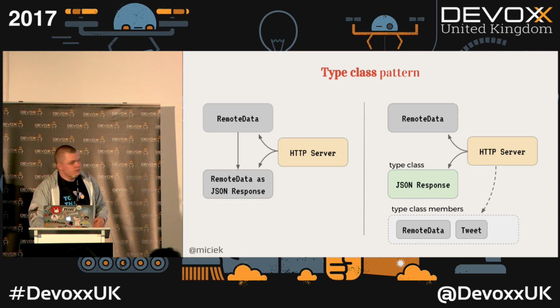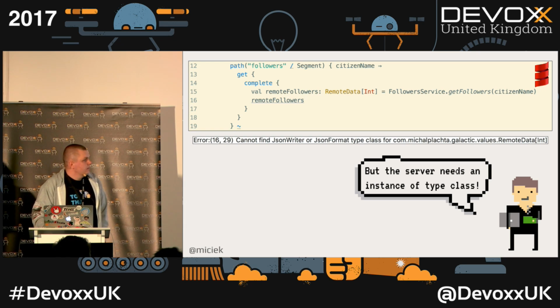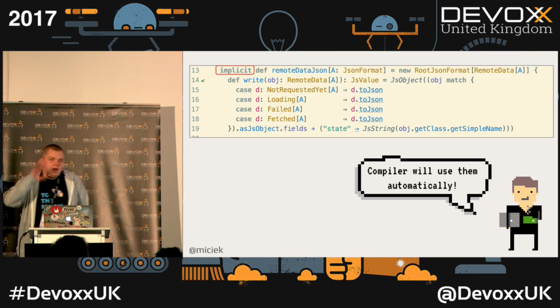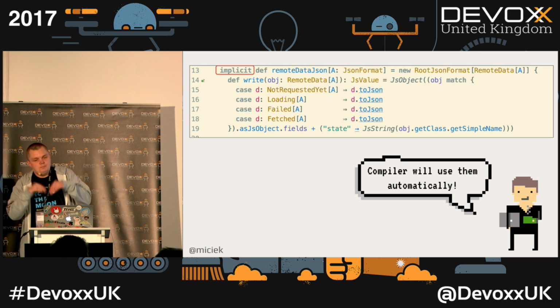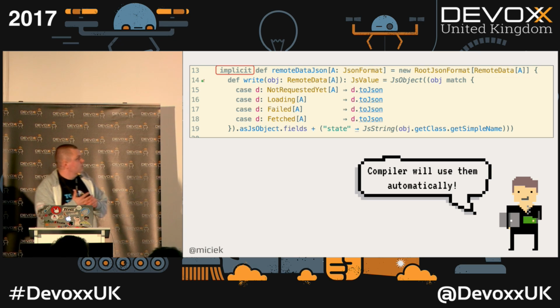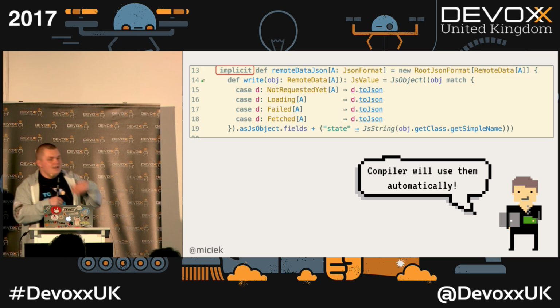So when we go back to this slide, you can see that this dashed arrow is the compiler searching for an instance of the type class, or a member of the type class JSON response, for remote data, and couldn't find it. So we got a compiler error. What we need to do, in some other separate place in the code so this is not coupled together, is just provide an implementation of remote data as JSON format.